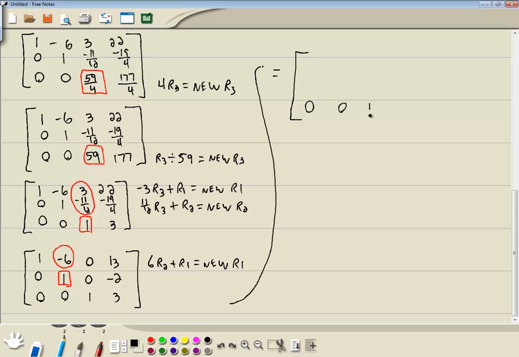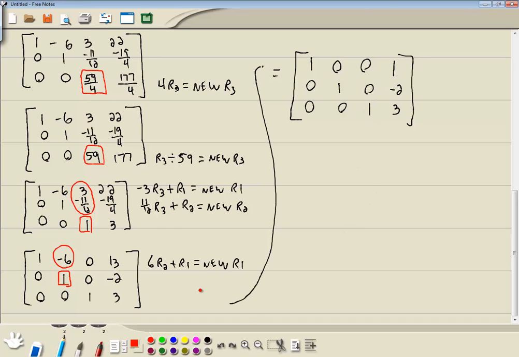0, 0, 1, 3. 0, 1, 0, negative 2. Okay. 6 times 0, 0 plus 1 is 1. Wait a minute, I'm multiplying times row 2. Okay, 6 times 0, 0 plus 1 is 1. 6 times 1 is 6 plus negative 6 is 0. 6 times 0, 0 plus 0, 0. 6 times negative 2 is negative 12 plus 13 is 1.